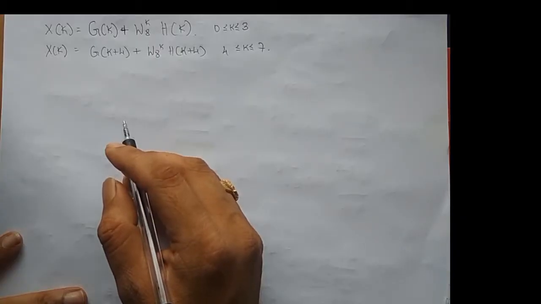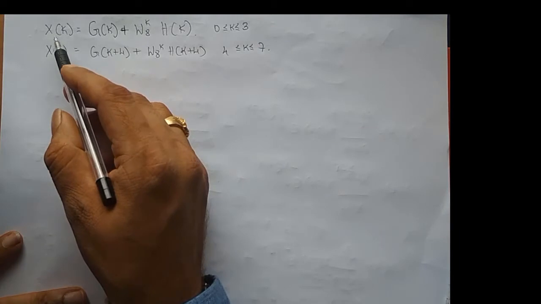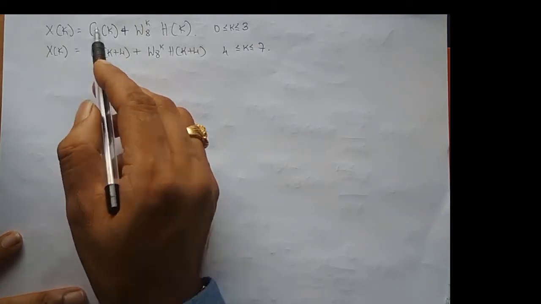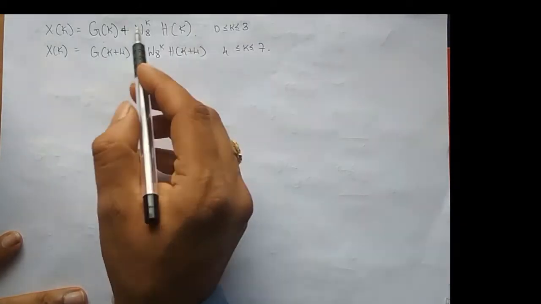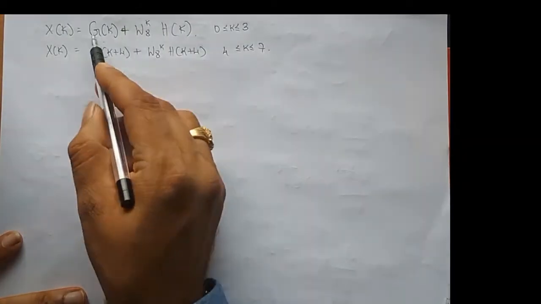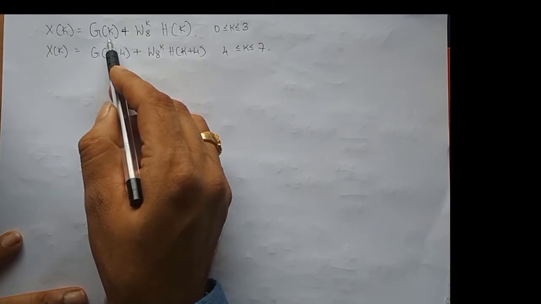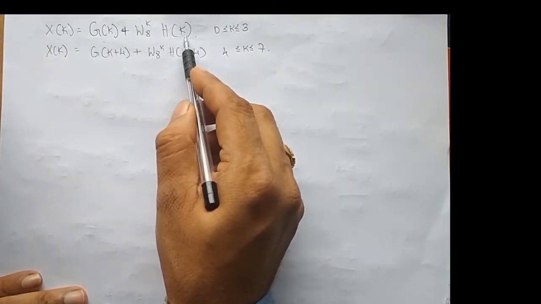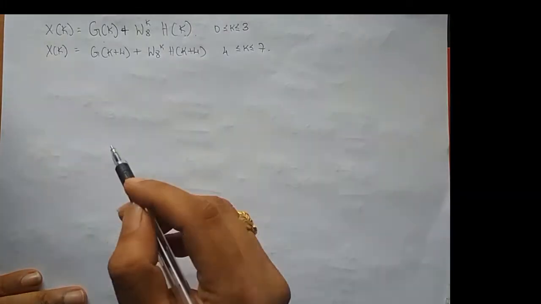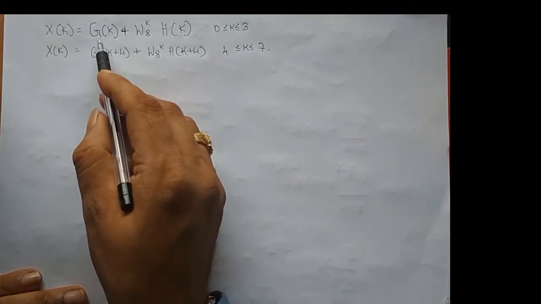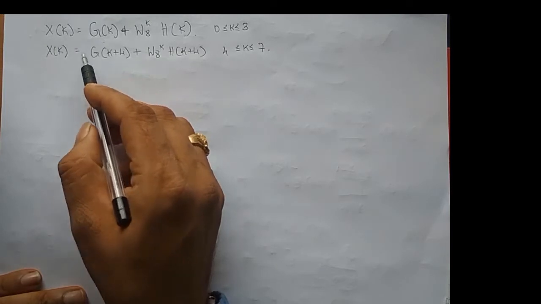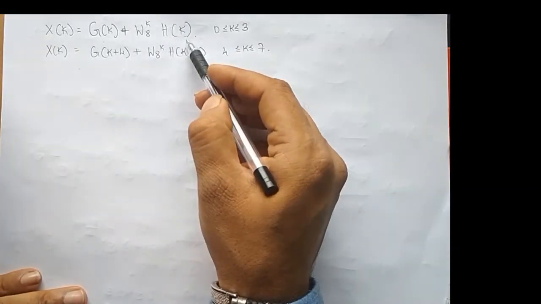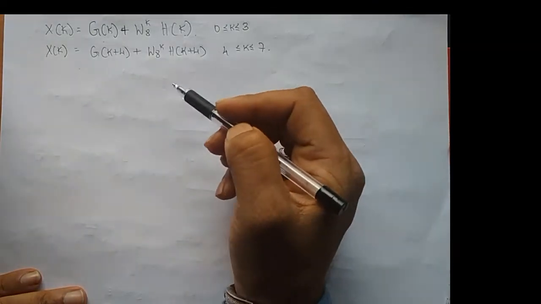Okay, so yes, we decomposed x of k into two 4-point DFT sequences, g of k and h of k, where g of k is the 4-point DFT of the even index sequence and h of k is the 4-point DFT of the odd index sequence. Fine. Now the next step is, again, this g of k we are going to decompose into two-point DFT equations, and h of k we are going to decompose into two-point DFT sequences.